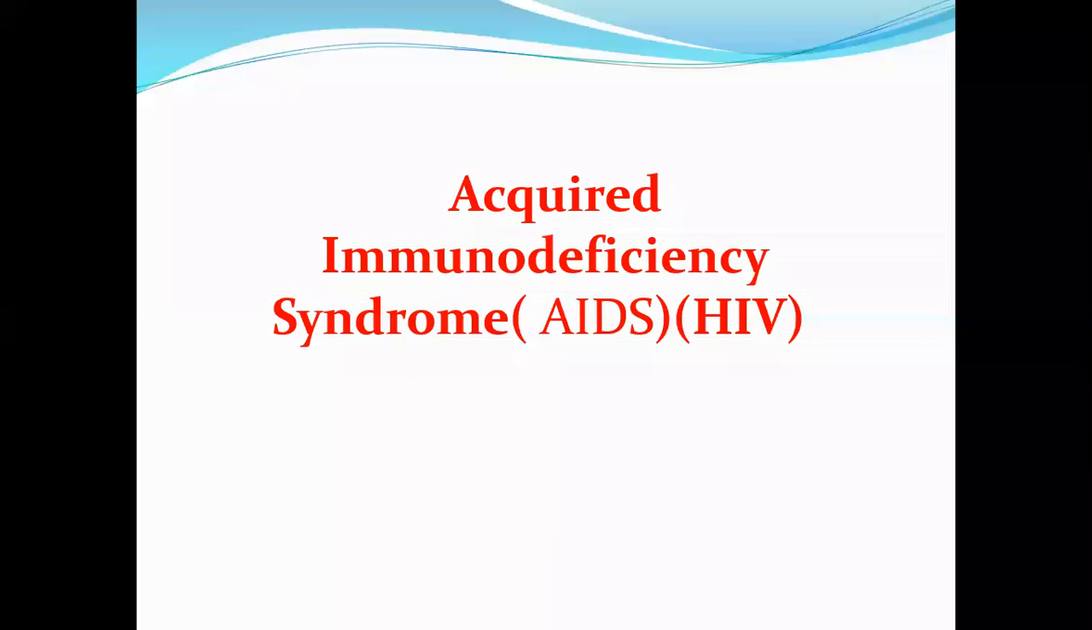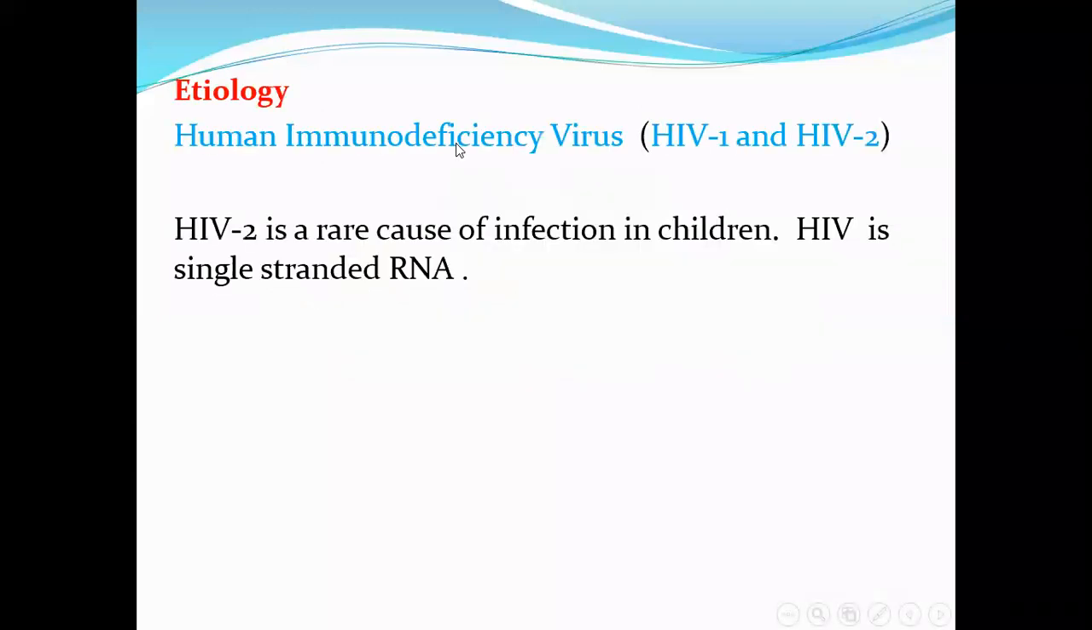HIV infection and infectious mononucleosis. HIV, or what is called AIDS, is caused by the human immunodeficiency virus, HIV-1 and 2. Most common in children is HIV-1. HIV-2 is a rare cause of infection in children. This virus is a single-strand RNA virus.